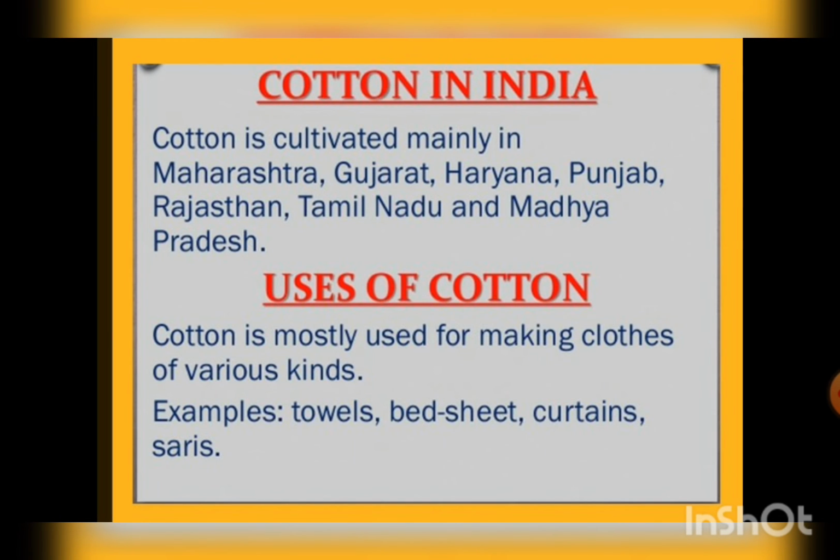Now cotton in India. Cotton is cultivated mainly in Maharashtra, Gujarat, Haryana, Punjab, Rajasthan, Tamil Nadu and Madhya Pradesh. In these states the cotton is mostly cultivated. The use of cotton, as you know, cotton is mostly used for making clothes of various kinds. For example, towels, bedsheets, curtains, saris, all these are made of cotton, and cotton cloth is the healthiest one.